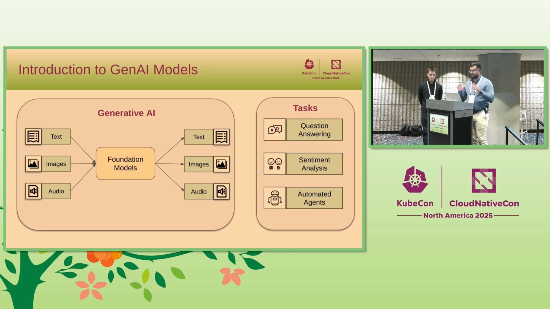So foundational models are at the heart of generative AI. These models are trained on large data. They learn complex patterns and generate content. This could be text, audio, images, or any other forms of data. This generated content then forms the solutions for many generalized problems like question answering, sentiment analysis, or even automating agents.